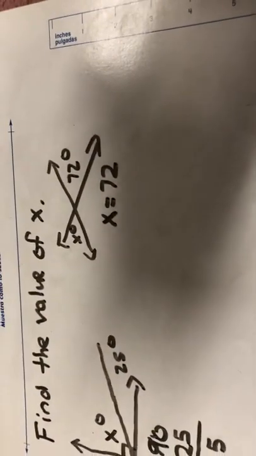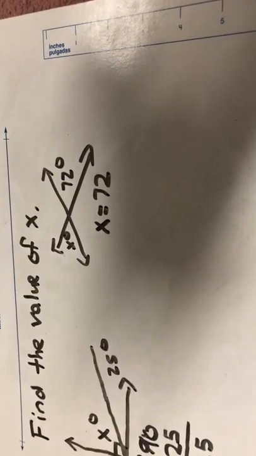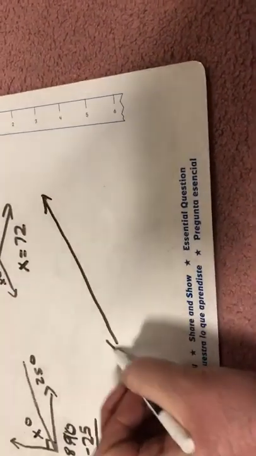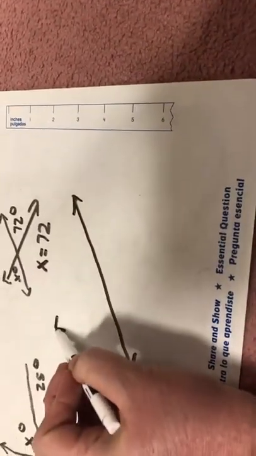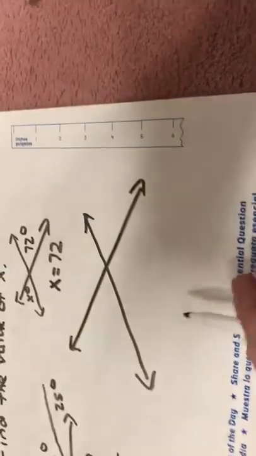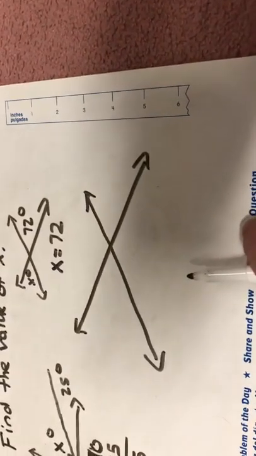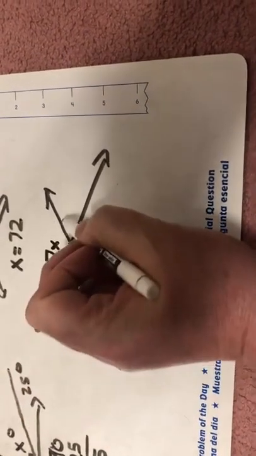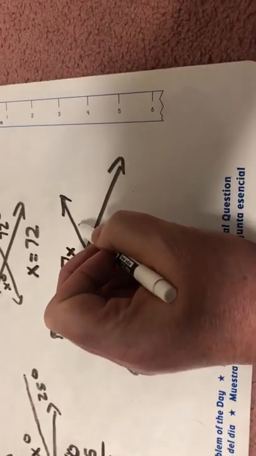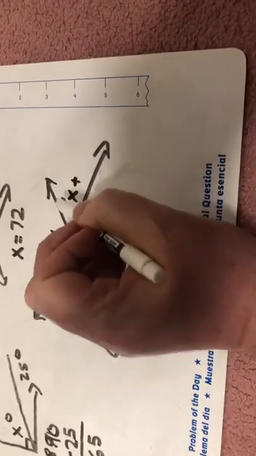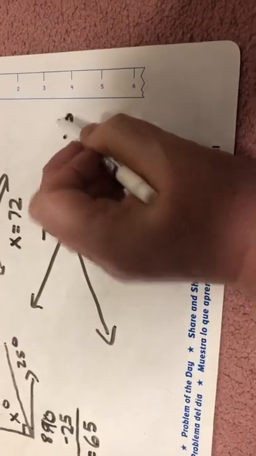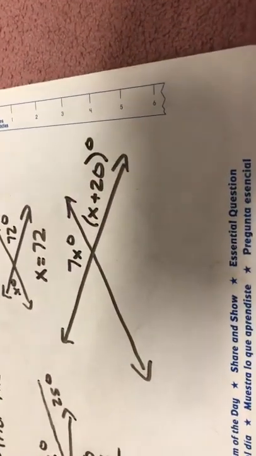All right, we're going to look at one more, and then we'll sign off for today. We're going to go ahead and make another one similar to what we had up there. So there we have this, and here we're going to have a situation. Here I'm going to have 7x, and here I'm going to have x plus 20. So this is going to be 7x degrees, and this is going to be x plus 20 degrees.